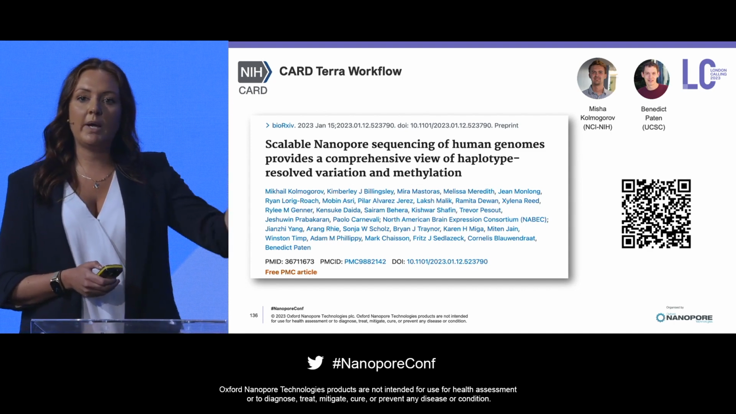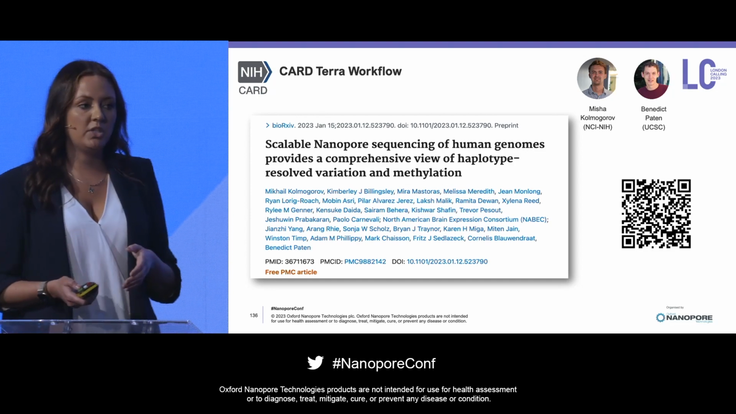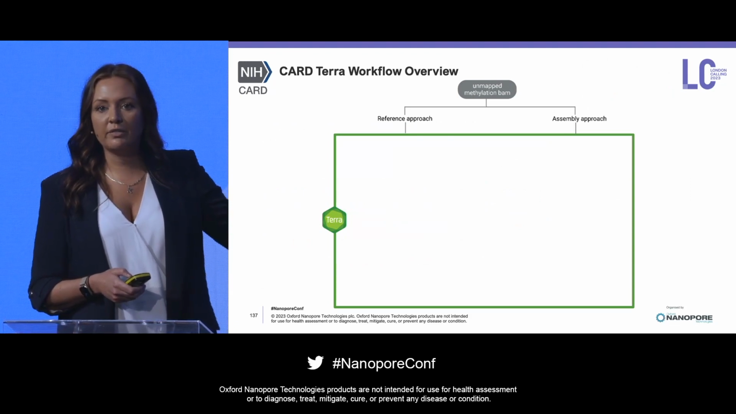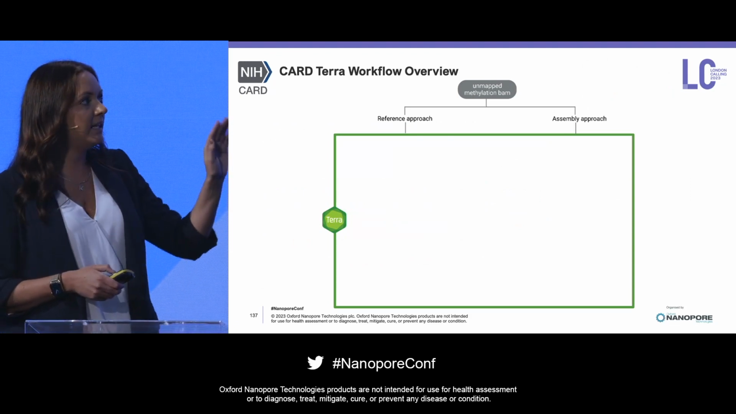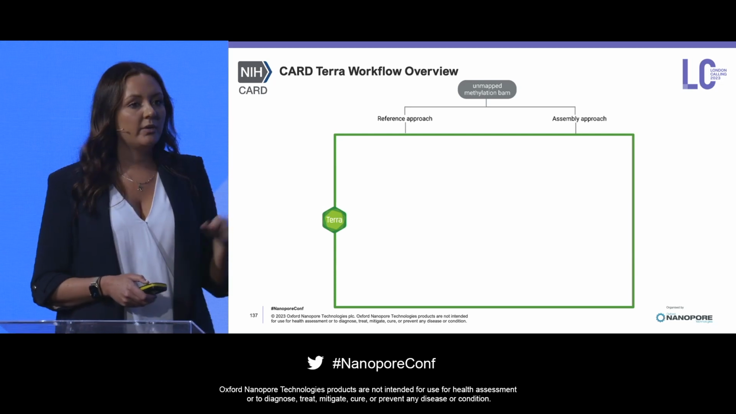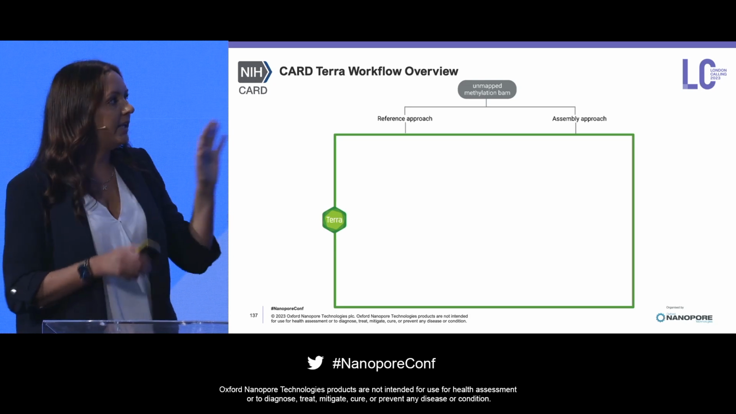I'm just going to run you through how the workflow goes and also the benchmarking that we did with the human genome cell lines. This is an overview of the Terra workflow. You can access it either on the Terra platform or also on GitHub. The input is the unmapped BAM with the methylation tags, and then it can go down 2 routes.